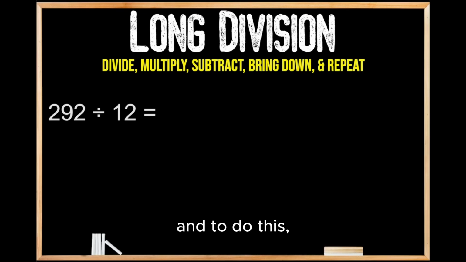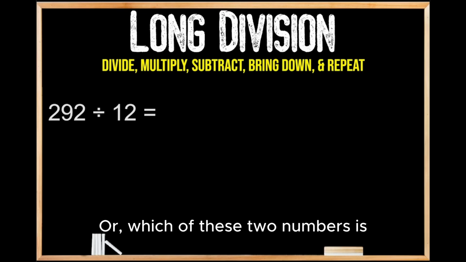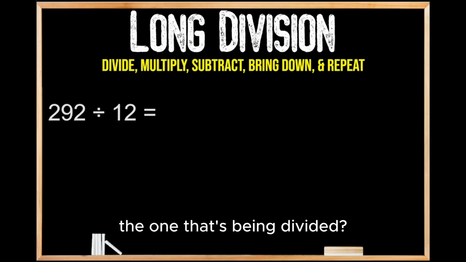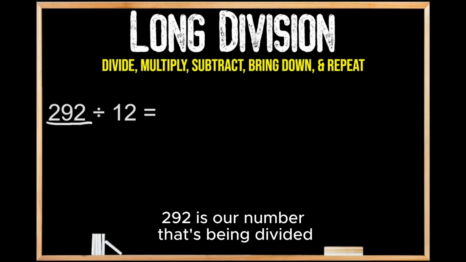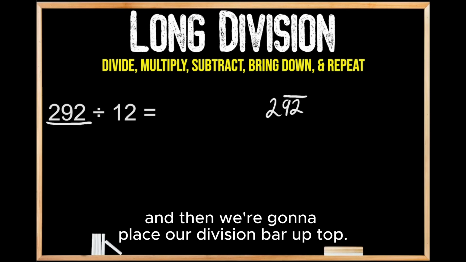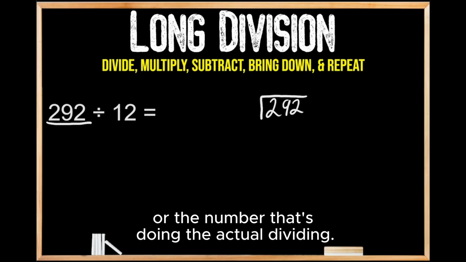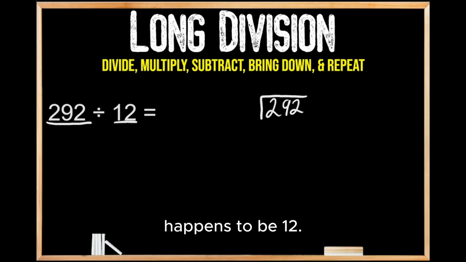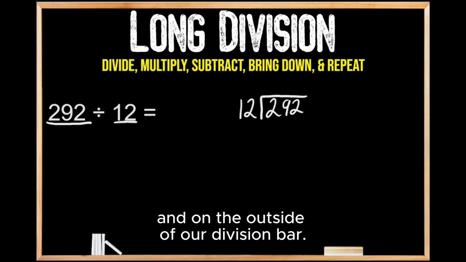To do this, we need to figure out which of these two numbers is our dividend, or the one that's being divided. In this case, 292 is our number that's being divided, so we're going to write our dividend of 292, and then place our division bar up top. That leaves us with our divisor, or the number that's doing the actual dividing, which happens to be 12. So we're going to write our divisor to the left and on the outside of our division bar.